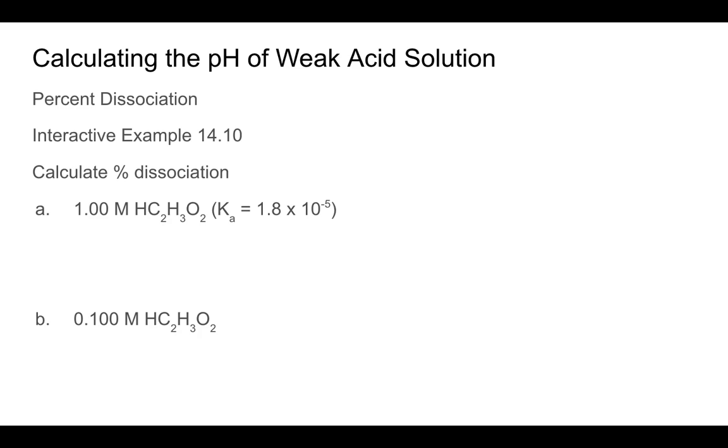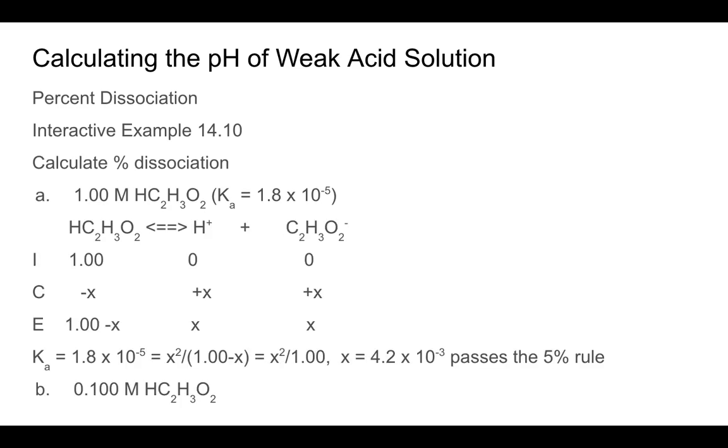Let's practice on acetic acid, Ka 1.8 times 10 to the minus 5 at 25 Celsius. Let's do some 1 molar acetic acid and find its percent dissociation. Setting up an ice table for it, just like the previous Ka ice tables that we've done.